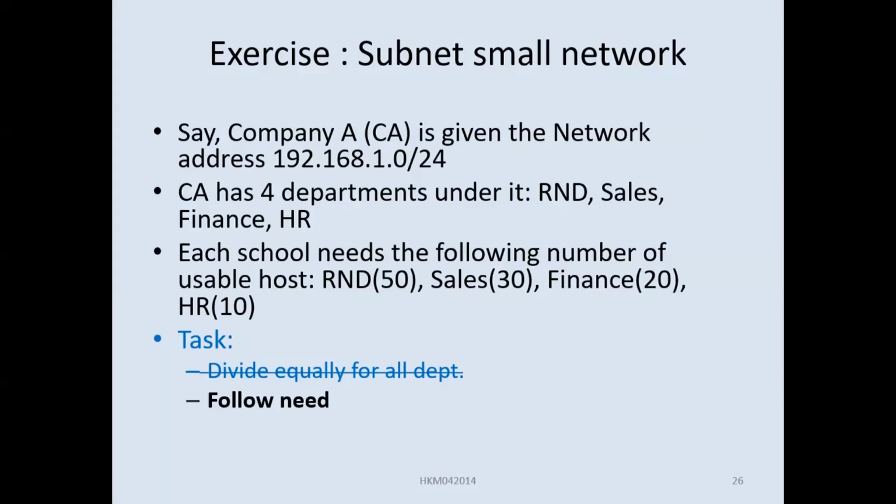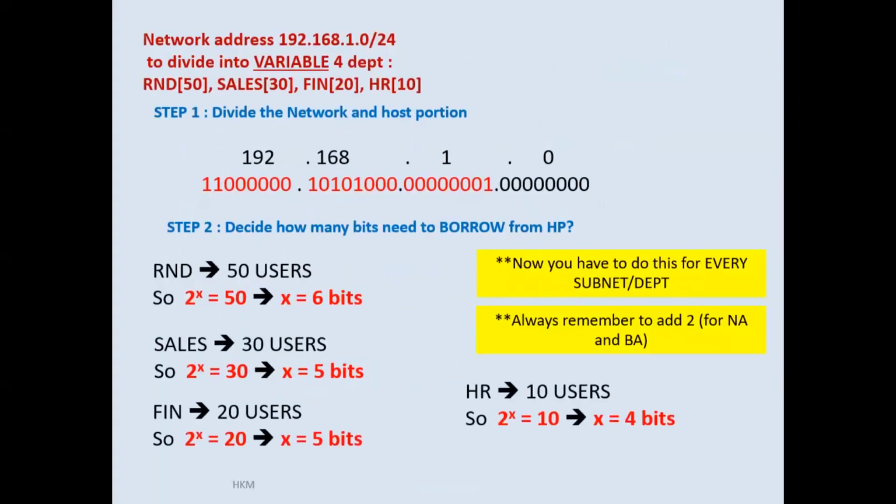So how do we do follow need? Same thing as we did before. The first step is to define the network portion and the host portion. So again, the network address is 192.168.1.0/24. 24 bits belong to the network portion, 8 bits belong to the host portion. But a bit different in borrowing, rather than borrow the same number of bits for every subnet, here we are going to borrow according to needs.